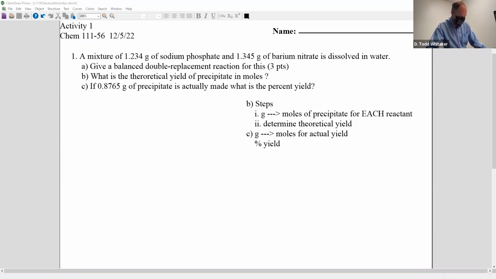So here we are. It's game time. I'm going to need calculators ready. There we go. Grams to moles of precipitate for each reactant. Okay, so there's a lot involved there. Let's do the balancing first. Balanced double replacement reaction for this.